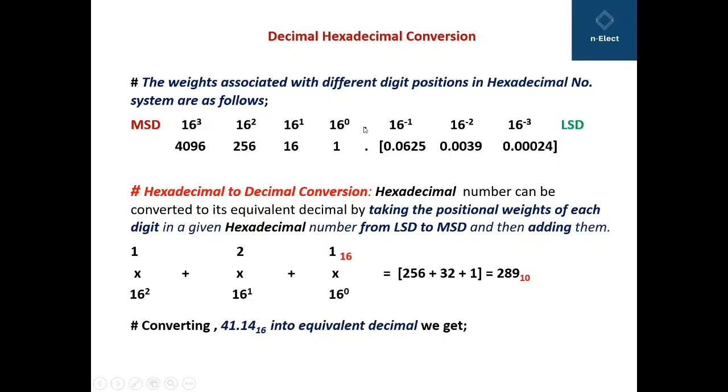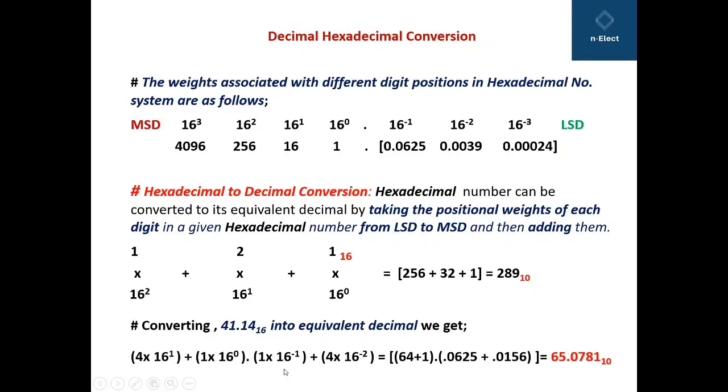From the hexadecimal point towards the left side, we will have to use weights like 16 raised to power 0, 16 raised to power 1. Similarly, towards the right, for the digits 1 and 4, we have to use 16 raised to power minus 1 and 16 raised to power minus 2 as the weights. Therefore, we take 1 into 16 raised to power 0 in one bracket, plus 4 into 16 raised to power 1 in the second bracket.